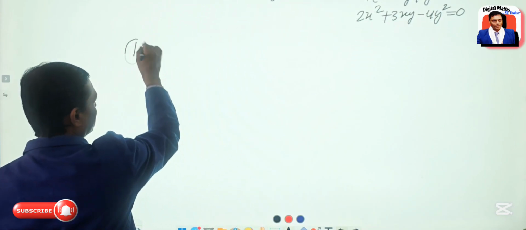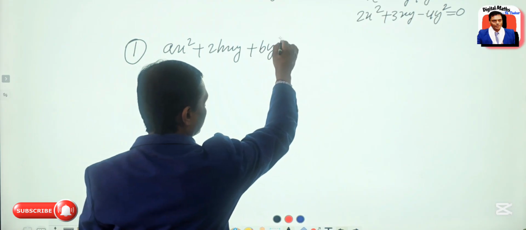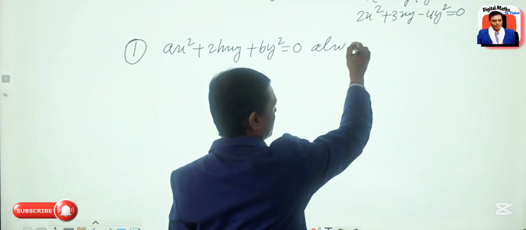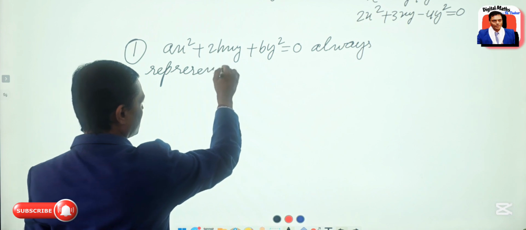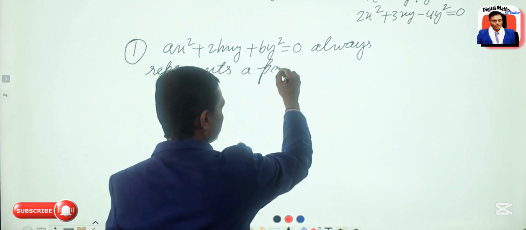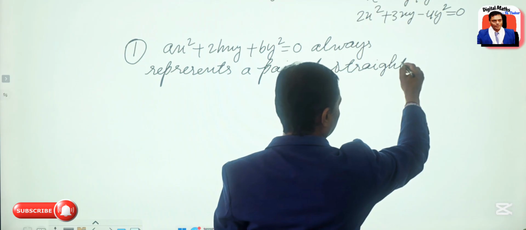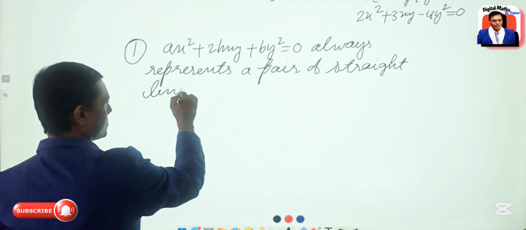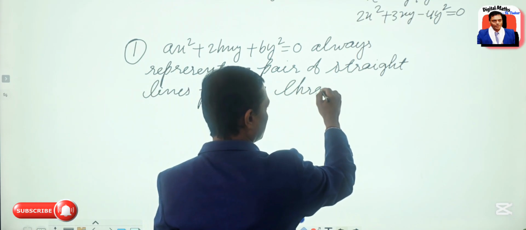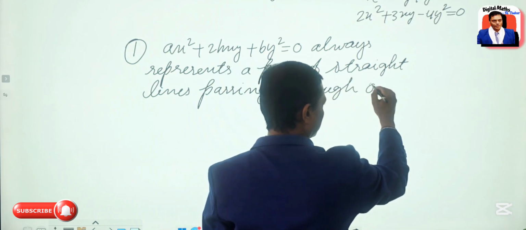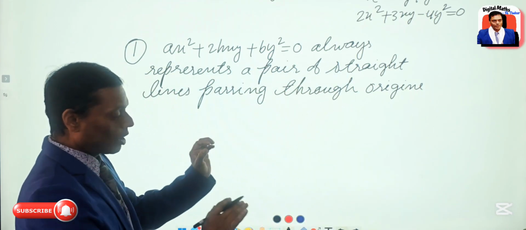Okay, number 1: ax squared plus 2hxy plus by squared equals to 0 always represents a pair of straight lines passing through origin. So how to prove this? It's a derivation.